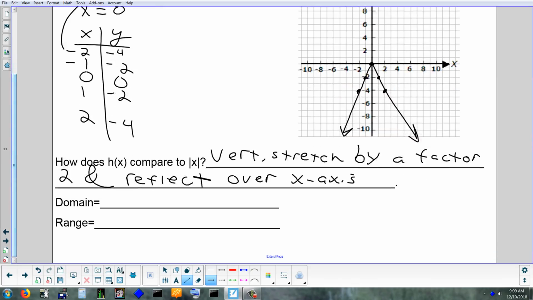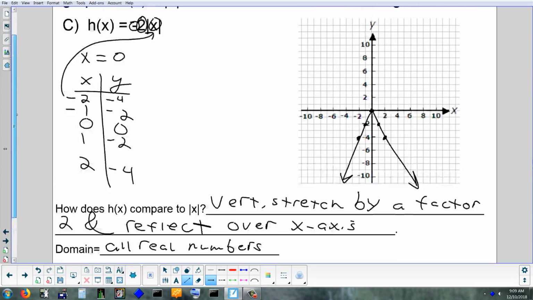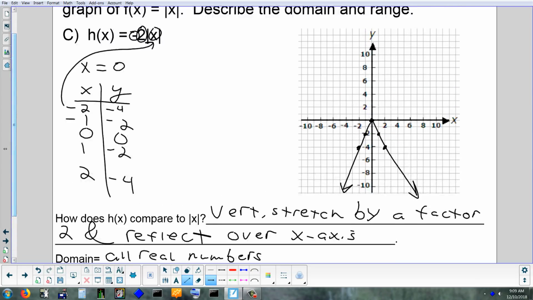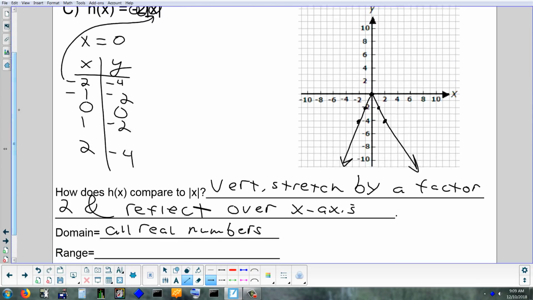Now, what's the domain here? Would it still be all real numbers? Still all real numbers. That never changes. Nice. That's good for the test. Now, does this graph have a low point and go up forever? No. What does it have this time? It goes down forever. So this graph has a high point and then it goes down.